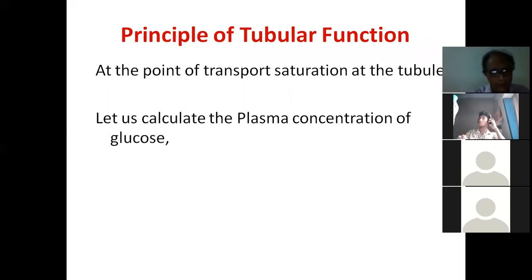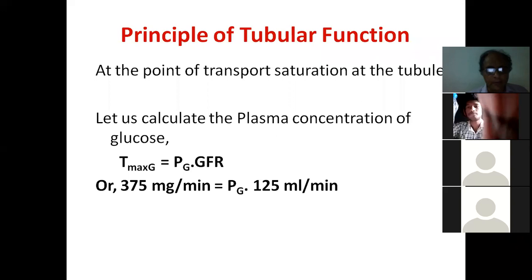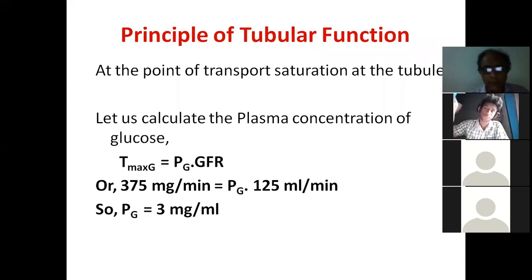If we calculate that, it is an easy calculation. T max G is equal to PG times GFR, because up to T max G, it is PG times GFR. So 375 milligram per minute is equal to plasma glucose multiplied by GFR, 125 ml per minute. So plasma glucose will be 3 milligram per ml. When this plasma glucose is reached, it will lead to saturation of the transport mechanism, or reaching of the T max G.